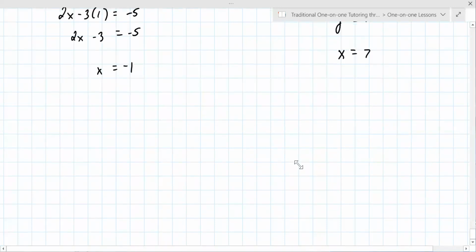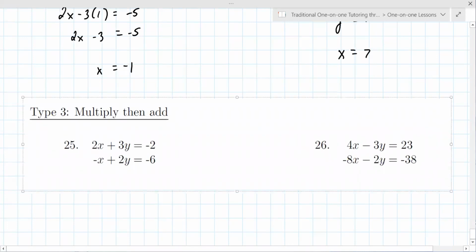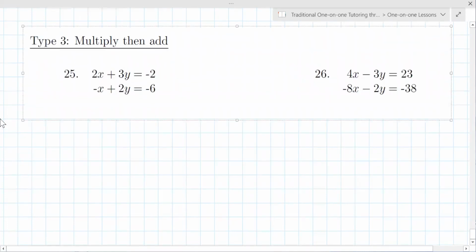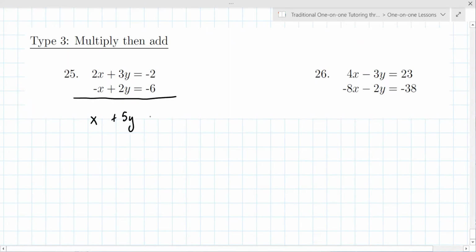Really is. Okay, so here again, this type tells you to multiply, then add. So it's a little different. It's like, oh, can't just add, can't just subtract. Notice if you were to add these, you would get x plus 5y equals -8. And that's no good, because the method of elimination, which is what we're doing, requires you to actually eliminate a variable.